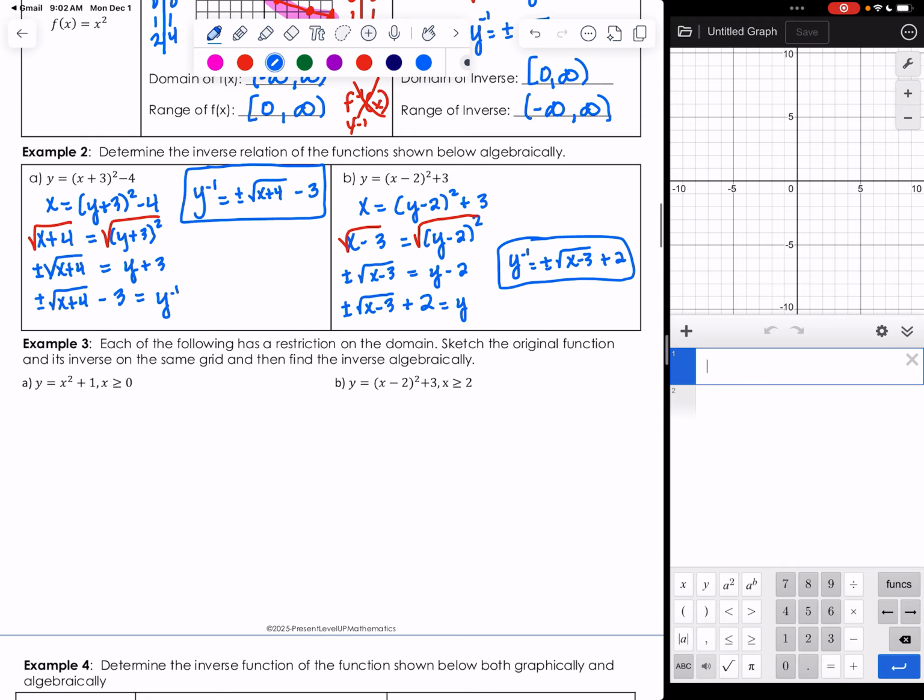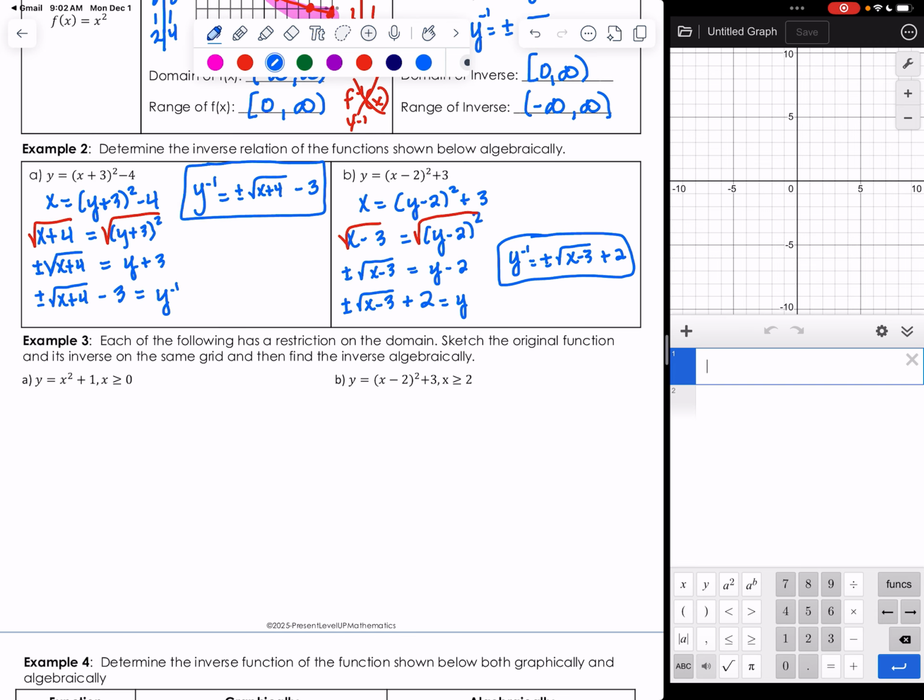Example 3. Each of the following has a restriction on the domain. Sketch the original function and its inverse on the same grid, and then find the inverse algebraically. So in problem A, our function is y equals x squared plus 1, and our domain restriction is only for x's that are greater than or equal to 0. So let me draw a grid here.